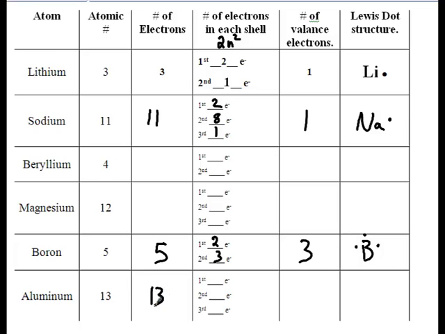Aluminum is going to have 13. So we've got 2, 8. So I'm up to 10, and I'm going to put my remaining 3 right there. Again, 3 valence electrons. It's in the same group as boron. So aluminum is going to have 3 dots. Just be sure to spread them out. So you can go through these steps, or you can just look on the periodic table and see where they're at.